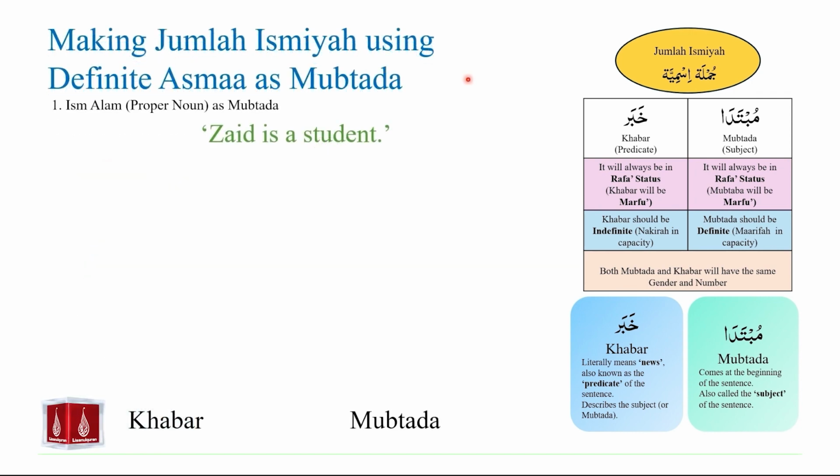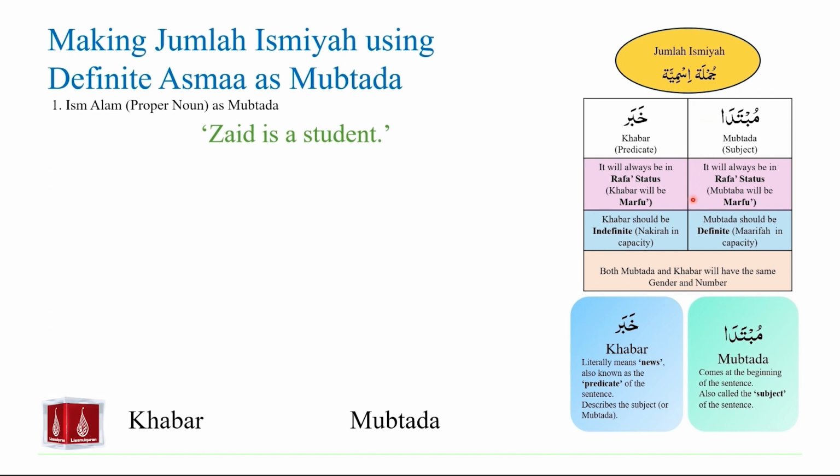We will now make our first jumla ismiya using definite ism as mubtada. The definite ism that we will be using is ism alam or proper noun. We know that ism alam or proper noun refers to the name of a specific person, specific place, or specific thing. The first example that we have is Zaid is a student. This is a complete sentence in English, and we will try to make the jumla ismiya for Zaid is a student. We know that jumla ismiya will have 2 parts, mubtada and khabar.